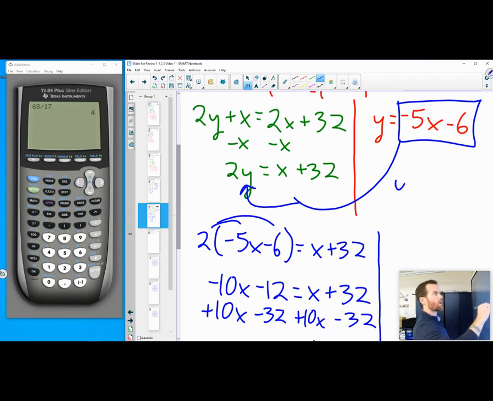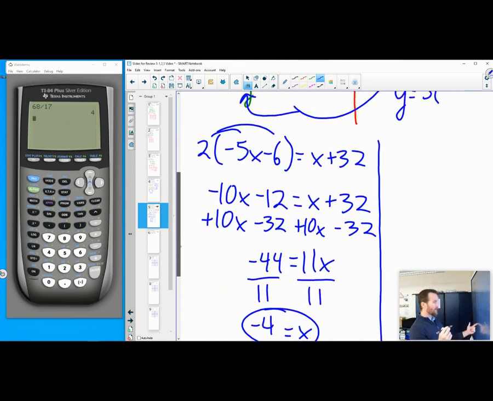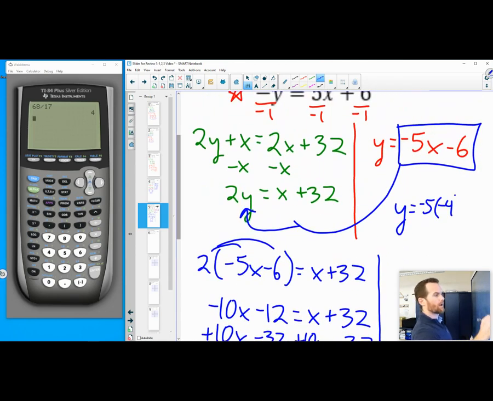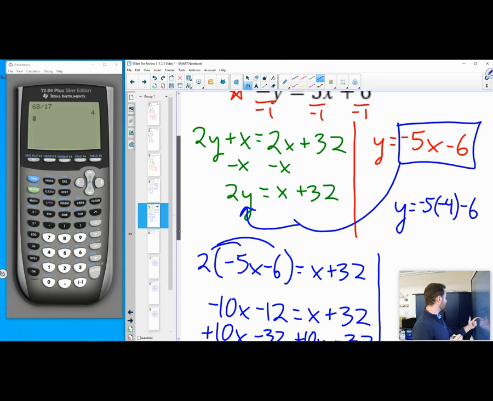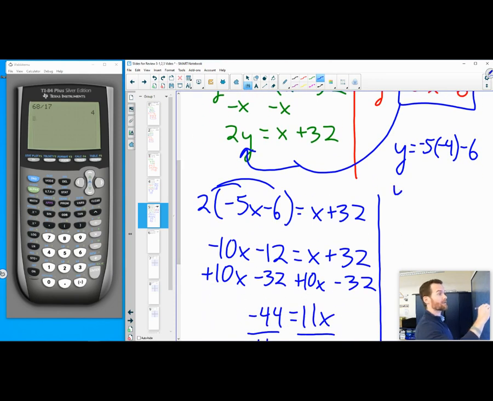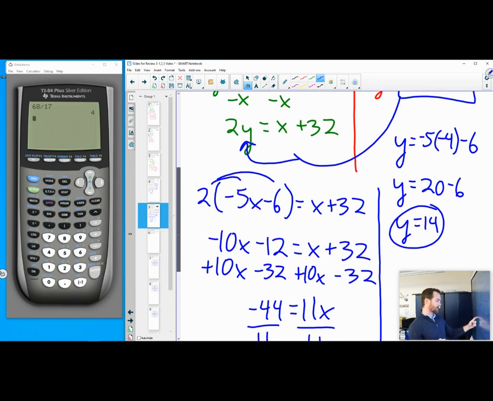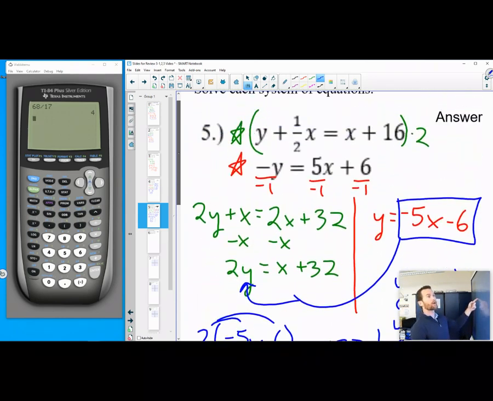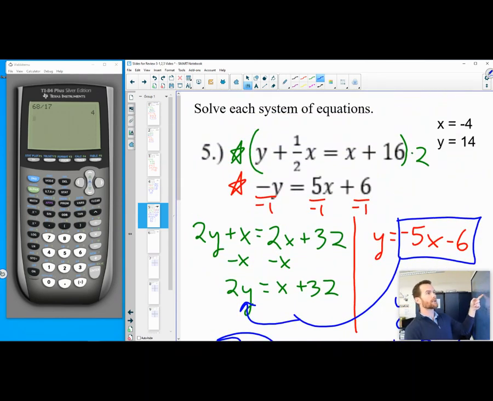This equation now becomes y equals -5 times, it was -4, right? -4, very good. Minus 6. And then we just simplify, essentially. So y equals -5 times -4 is positive 20. Take away 6, y equals 14, which is hopefully the answer that's on the answer key. So we got -4 and 14. Let's double check ourselves. -4 and 14. Okay, so far, so good.